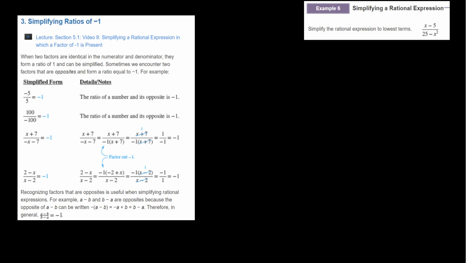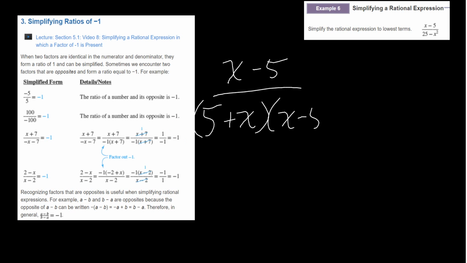So if we simplify this, we have an x minus 5 in my numerator. My denominator is 25 minus x squared. Well, that's a difference of squares, right? So I know that that is a 5 plus x times a 5 minus x. Oh, I wrote that wrong. I did say 5 minus x, I just wrote it wrong. Okay, 5 minus x.